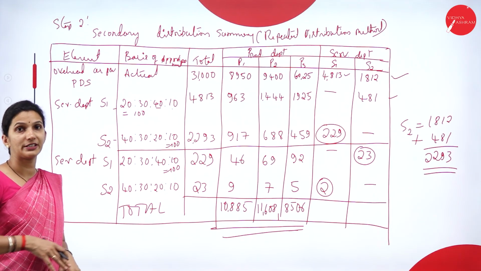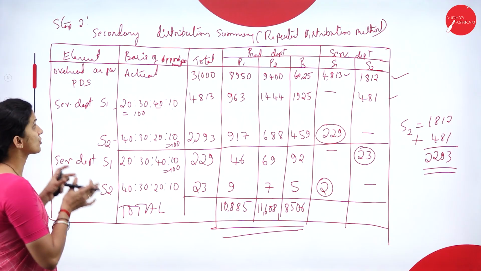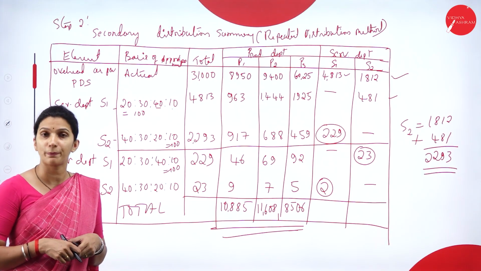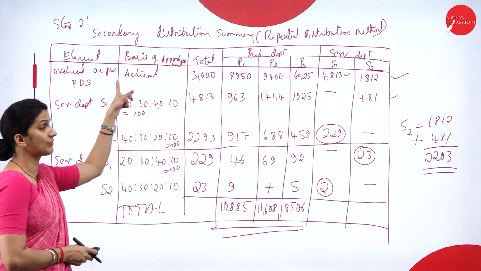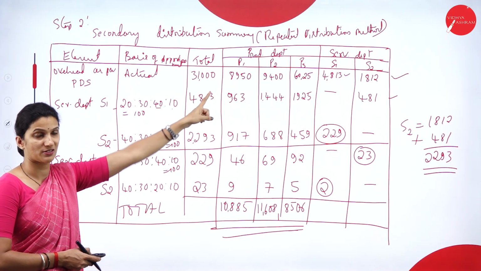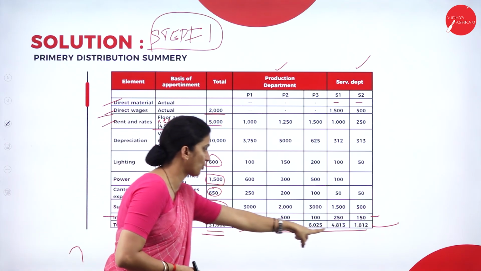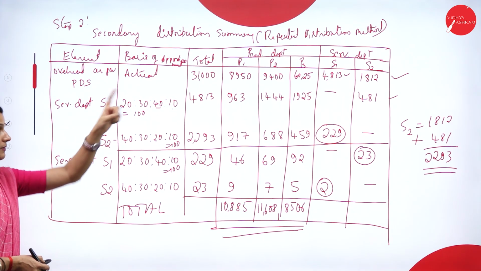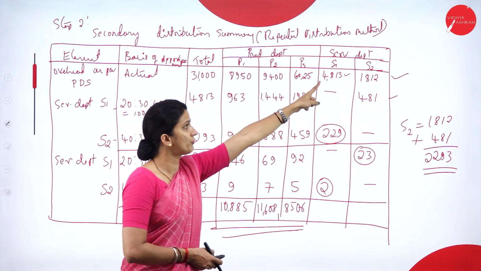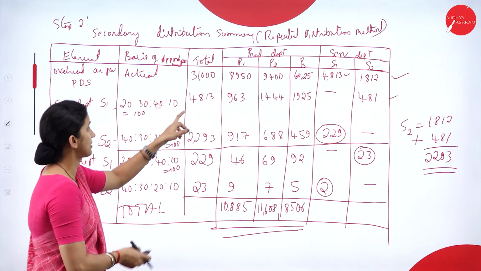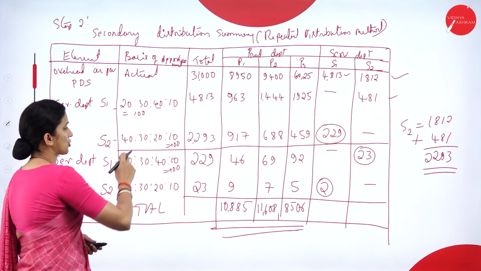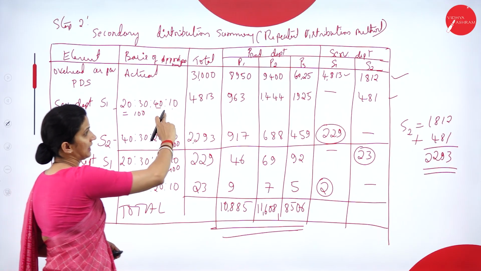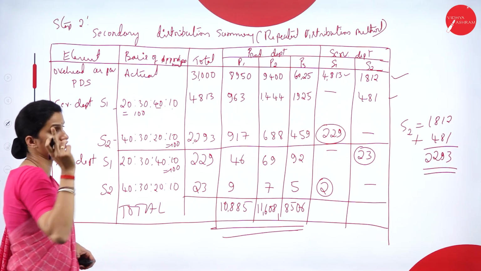So the total of only the production department. This is how we'll prepare the secondary distribution table under the method of repeated distribution. The first step is we will take the overhead as per the primary distribution summary. Whatever the total we have got here, the same we will transfer to this. And then we will take the service department S1. What is the overhead of S1? It is 4,813. So that we will write here, and in the ratio given in the question, we'll allocate to all the departments except S1.